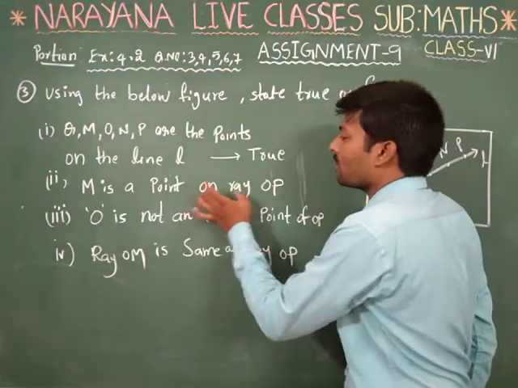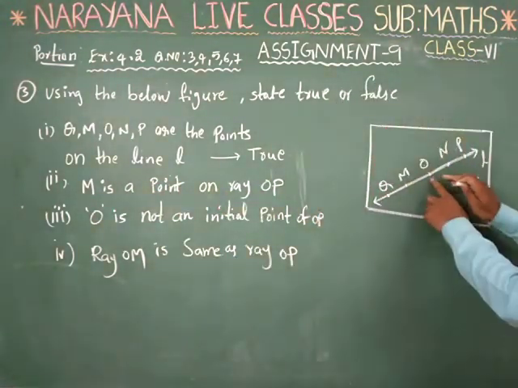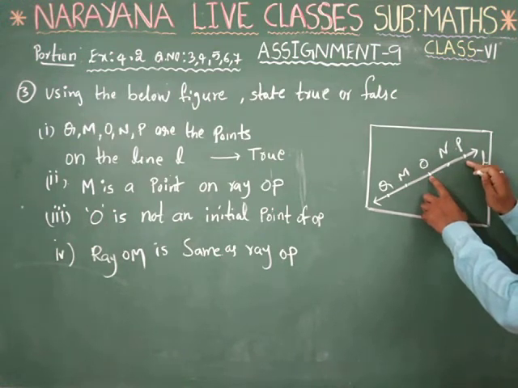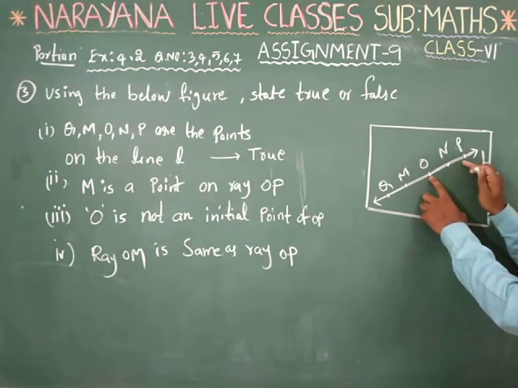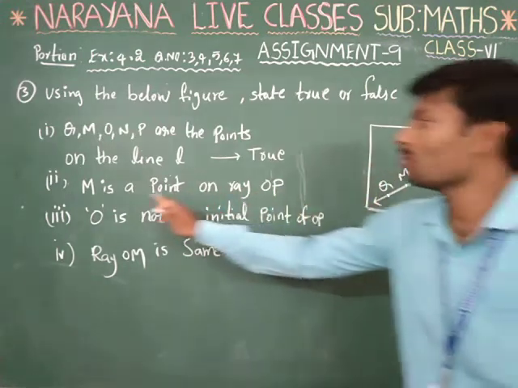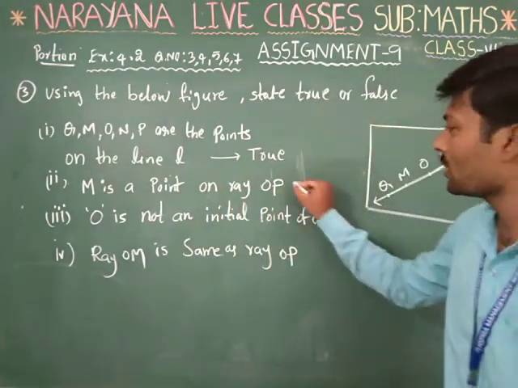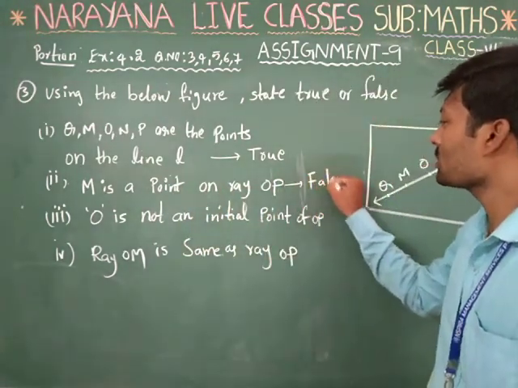M is a point on ray OP. What is OP? Here OP is one of the rays. Now tell me, is there any point M on this ray OP? No. But it says M is a point on ray OP. So the given statement is a false statement.